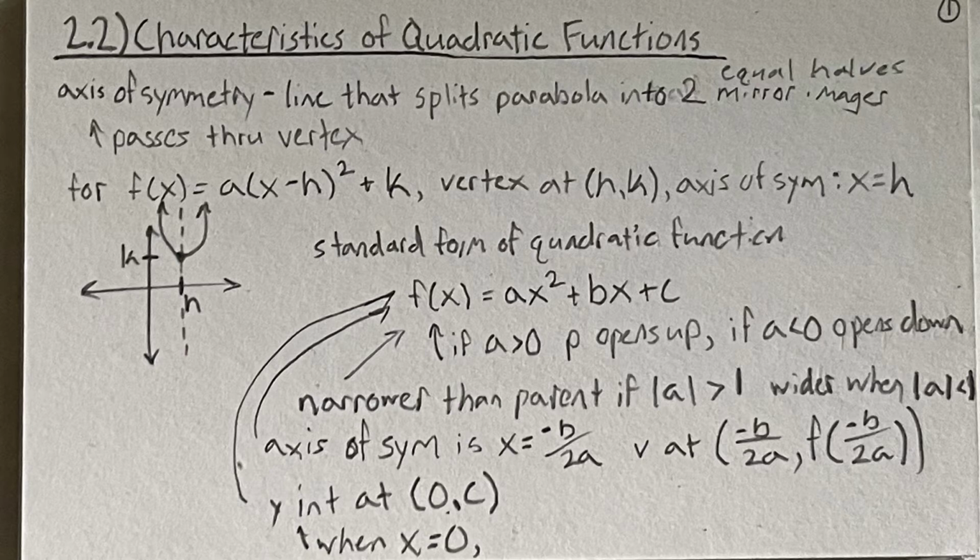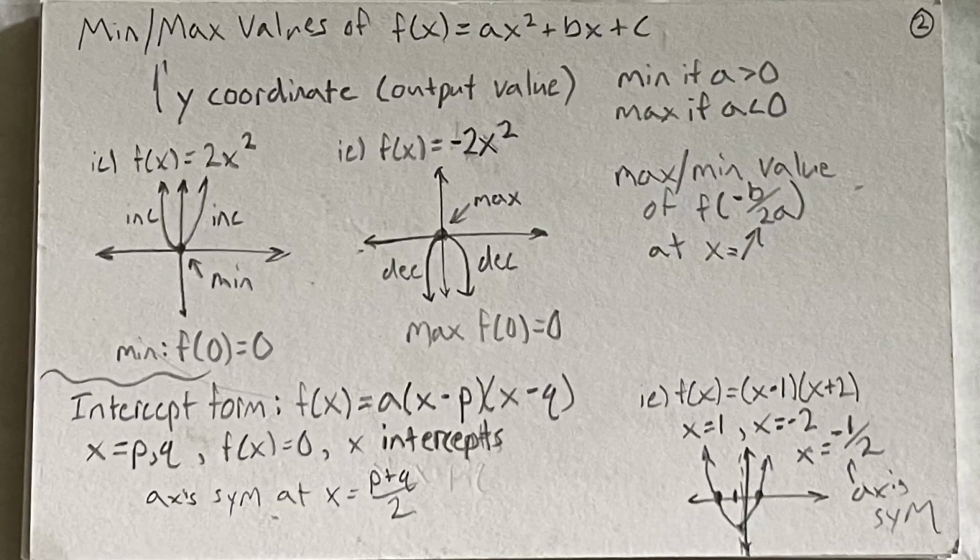The axis of symmetry of the standard form is the line x = -b/(2a), and the vertex is along this line with the y value of f(-b/(2a)). The y-intercept is at the point (0, c), or when x is 0, y equals c. The max or the min value of the function is the y-coordinate, or the output value.